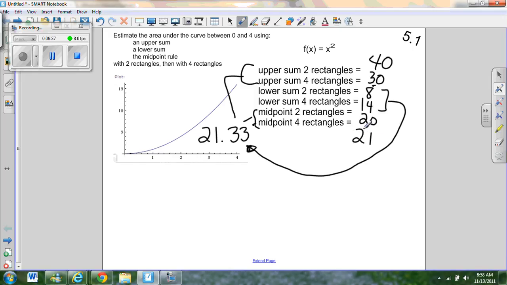And as you can see, as you move from 2 rectangles to 4 rectangles, you get closer to the actual value, and this is true for all of these. 30 is closer than 40, 14 is closer than 8, and 21 is closer than 20.